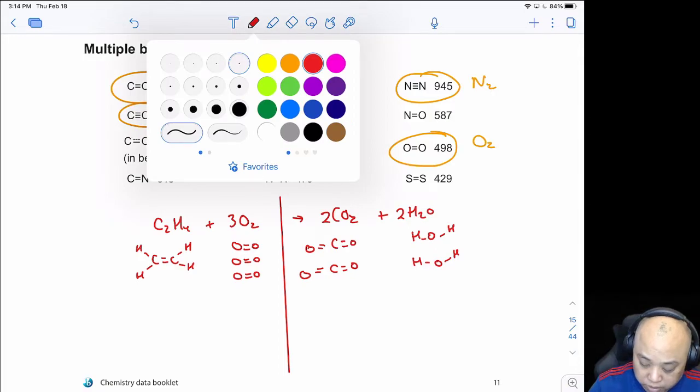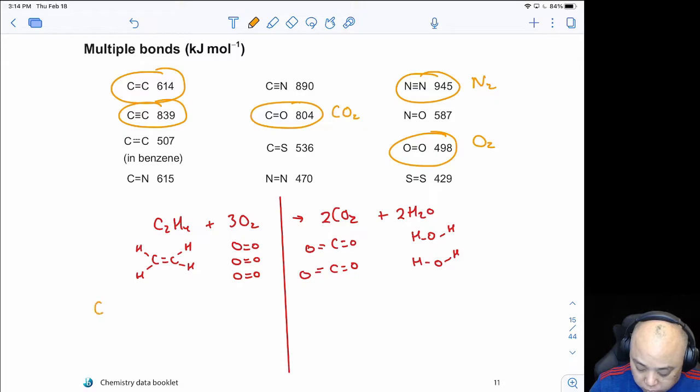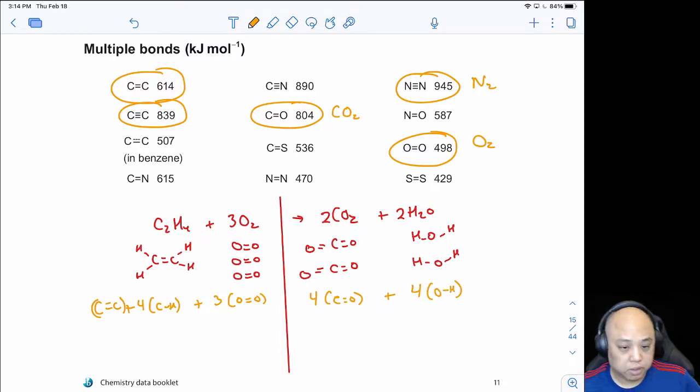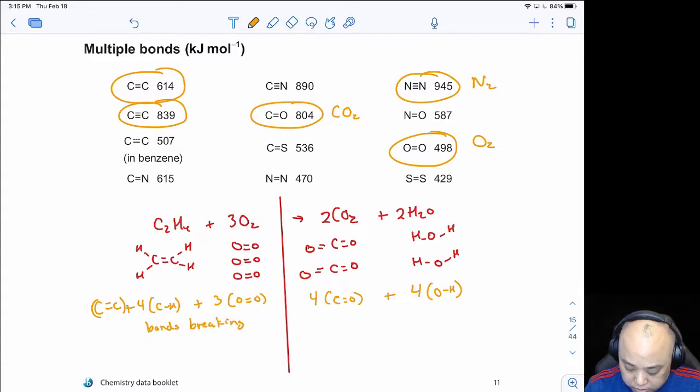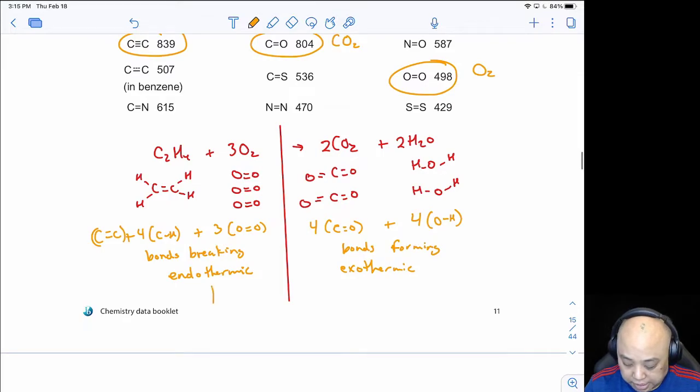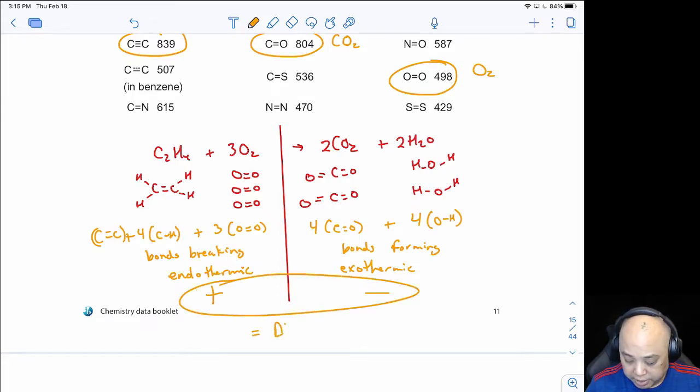So I draw out all my bonds here to make sure that I have all the right number of bonds here. And so my left side is 1 C to C double bond plus 4 C to H bonds plus 3 O double bond O's. And on the right side, I have 4 C double bond O's plus 4 O to H bonds. And these bonds are breaking, and these bonds are forming. So this is endothermic, and this is exothermic. And the values given to you in your data booklet, like right above me, are all positive. So they're all endothermic. So this side is going to stay that sign. And this side is going to be negative. And then you combine those two values together to get your enthalpy of the reaction.